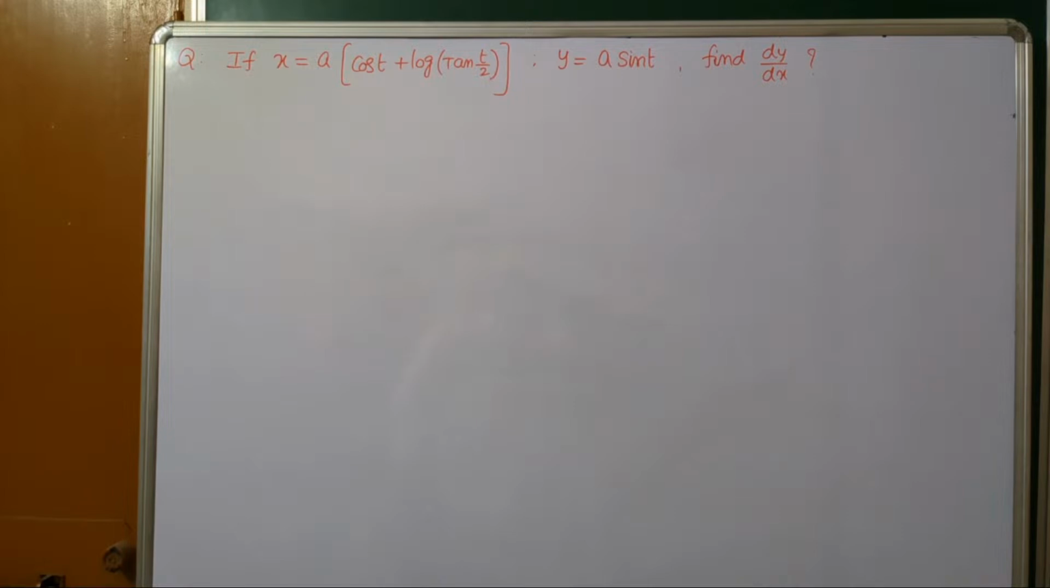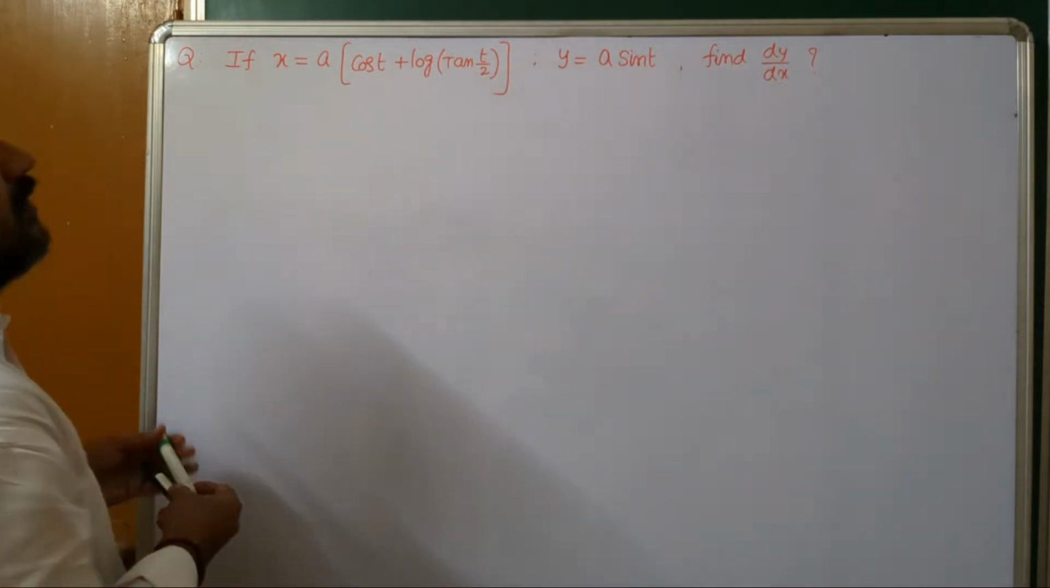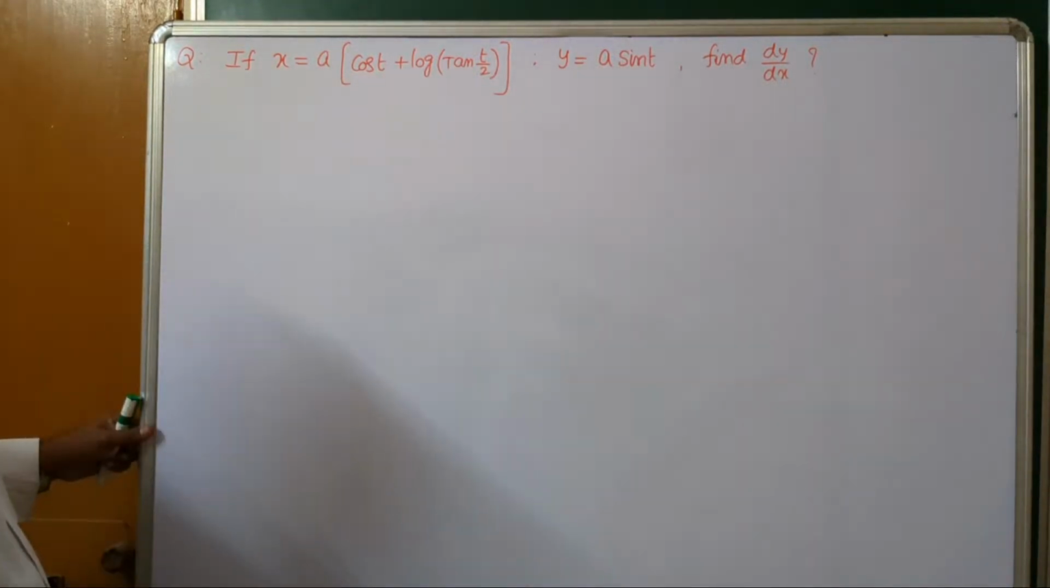Only 7 marks. Exercise 7.2. Is it Exercise 7.2? Yeah, we'll do it first. Only dx by dt will take time, dy by dt is very easy only, no?